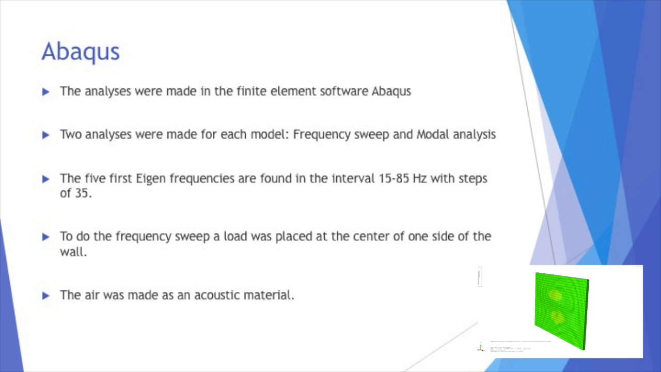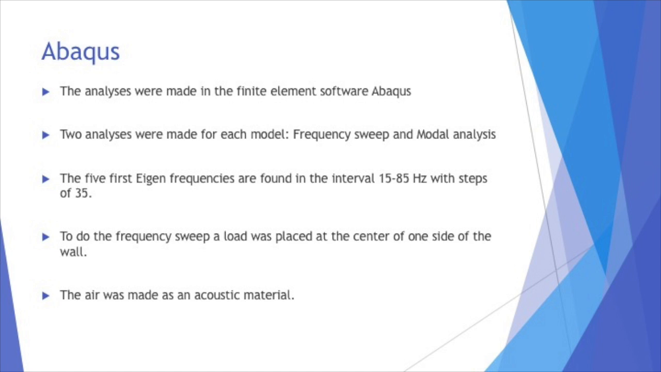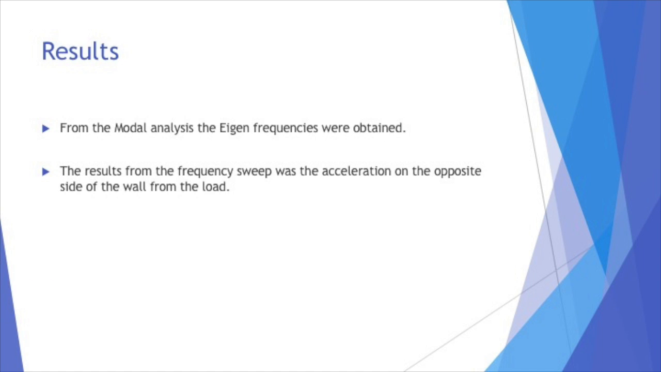The second analysis made was a frequency sweep. That is a point load that vibrates the wall at different frequencies. From the frequency sweep, the acceleration on the opposite side of the wall from the load was obtained. This data was then processed in MATLAB by creating average acceleration values for each frequency.